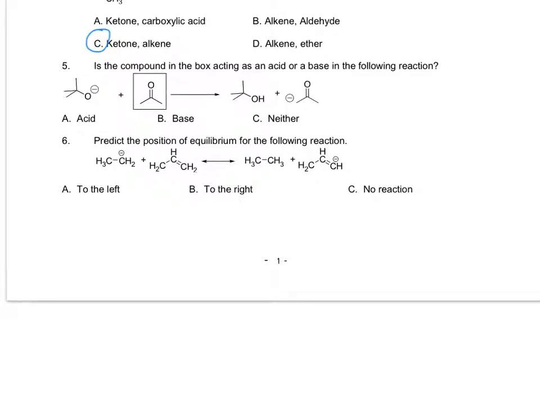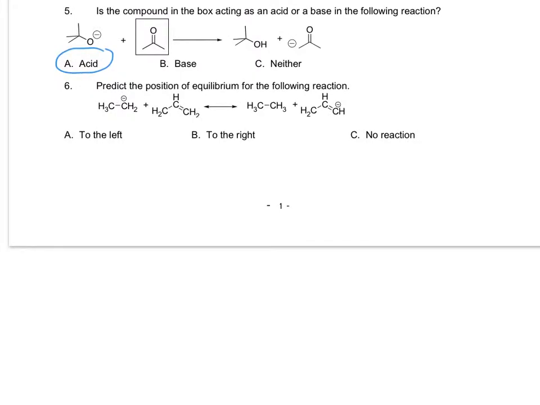Is the compound in the box acting as an acid or a base? So in the box here, we see this ketone, acetone, and in this case, we are removing a hydrogen using the O-. That hydrogen is coming from this CH3 to result in these two resulting products. And so we see that the acetone is acting as the acid. It is giving up a hydrogen to the alkoxide. This is the t-butoxide, the base. Acetone is the acid in this case.